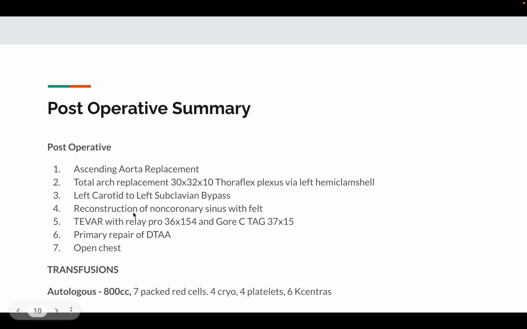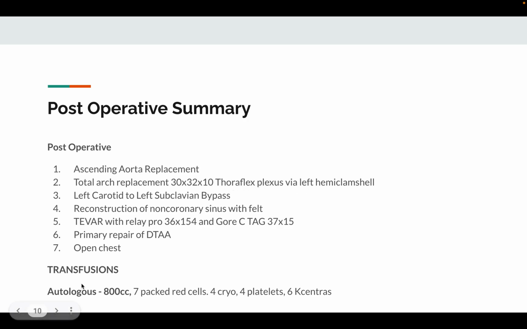So total what we did, reconstruction of the non-coronary sinus, is the dissection flap was going into the root. Primary repair of the descending, chest was left open. He had a TEVAR with Relay Pro and then a Gore C-TAG, which is a thoracic stent with a Thoraflex, and then the left hemiclamshell.